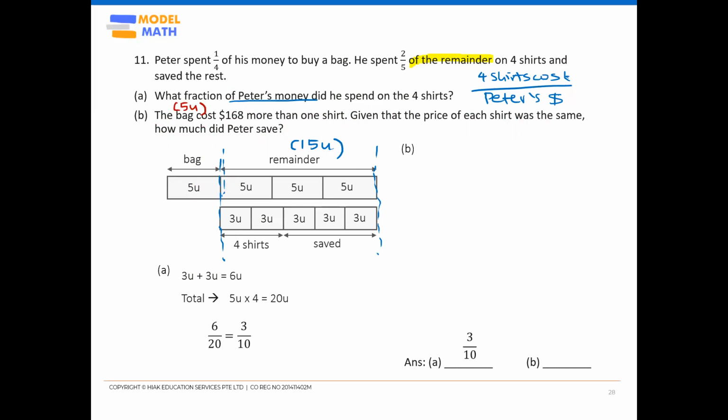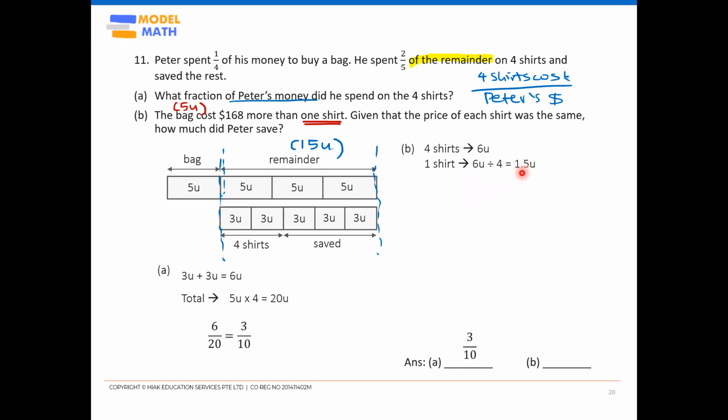Now, but for the shirt, one shirt, do I have the units for one shirt so far? Do I know what's the cost units for a shirt? At this point, I do not know yet, because what I know so far is 4 shirts cost a total of 6 units. So 4 shirts cost 6U. So what you can just do next is find out how many units represent one shirt. And that will be simply 6U divided by 4, which is 1.5 units.